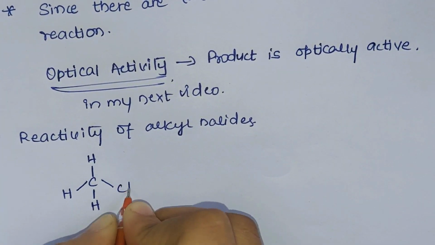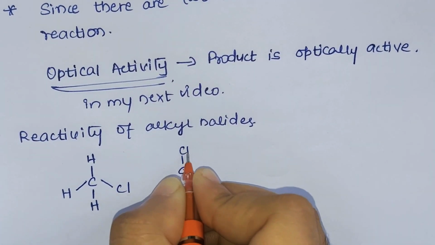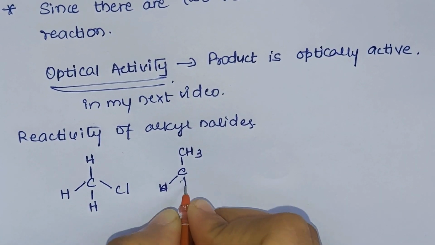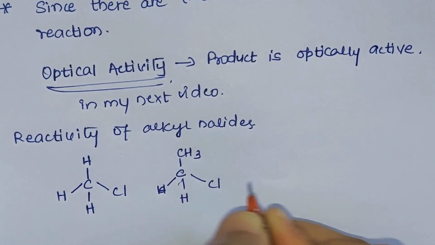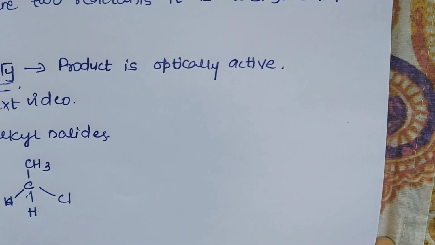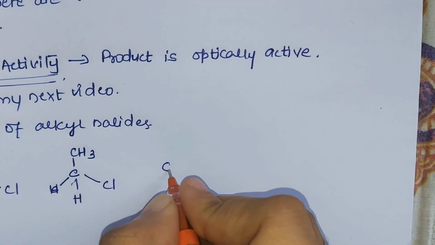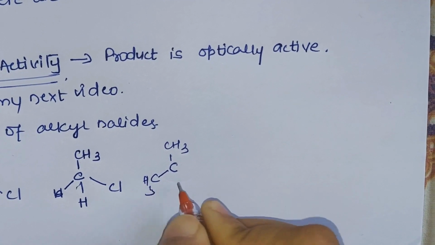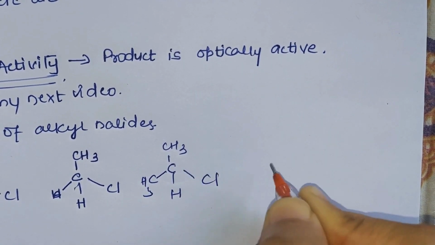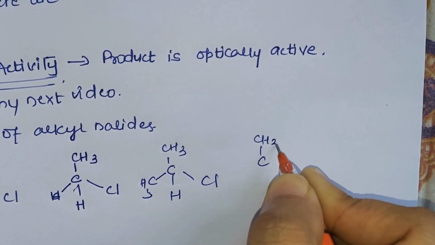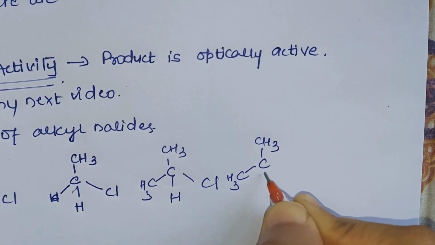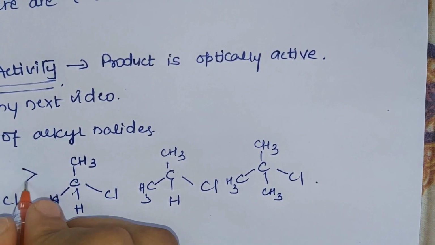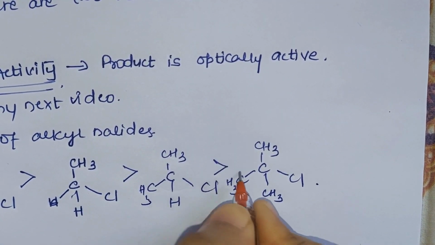If the carbon to which the halogen is bonded is surrounded by one carbon atom, we call these primary halides. Then if the carbon to which the halogen is bonded is surrounded by two carbon atoms, we call it a secondary alkyl halide. And if the carbon is surrounded on three sides by other carbons, we call it a tertiary alkyl halide.